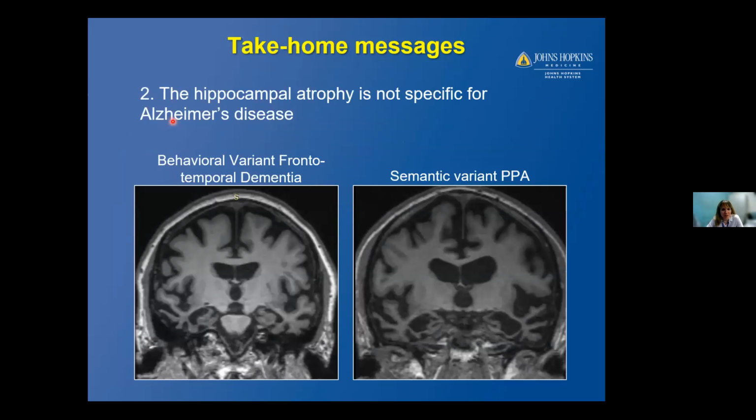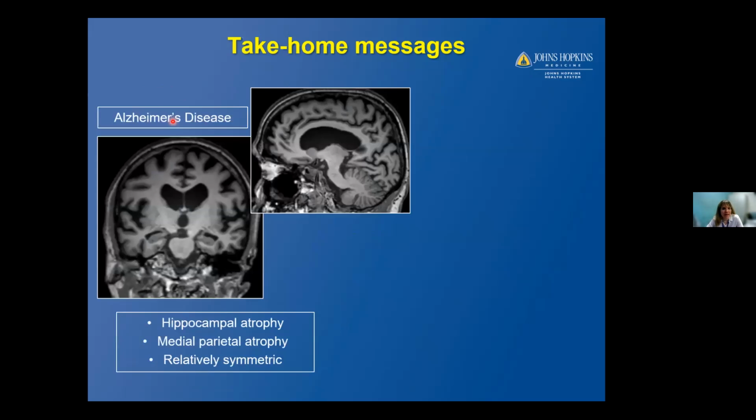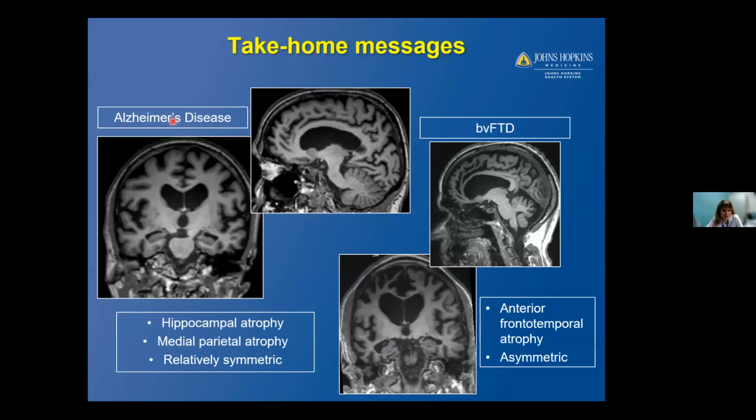We know that the hippocampal atrophy is not specific for Alzheimer's disease. We can see it in other disorders such as behavioral FTD and semantic PPA. In Alzheimer's disease, we have relatively symmetric hippocampal and medial parietal atrophy. In behavioral FTD, we see more of an asymmetric anterior frontal temporal atrophy.